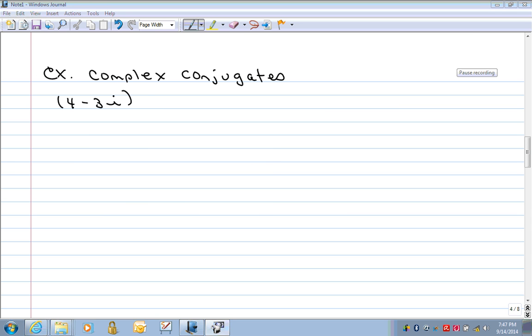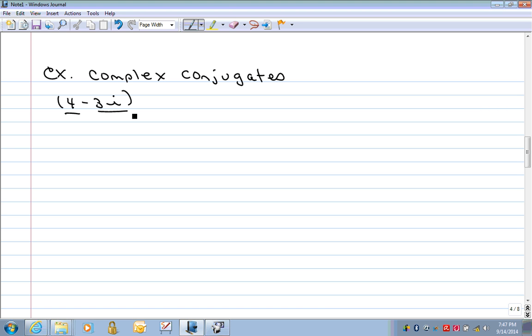Next, we're going to talk about complex conjugates. Conjugates are binomials that are the same two terms, so it would be the 4 and the 3i, but the sign in the middle is opposite. So if it's minus, it's plus in the conjugate. If it's plus, it's minus in the conjugate.